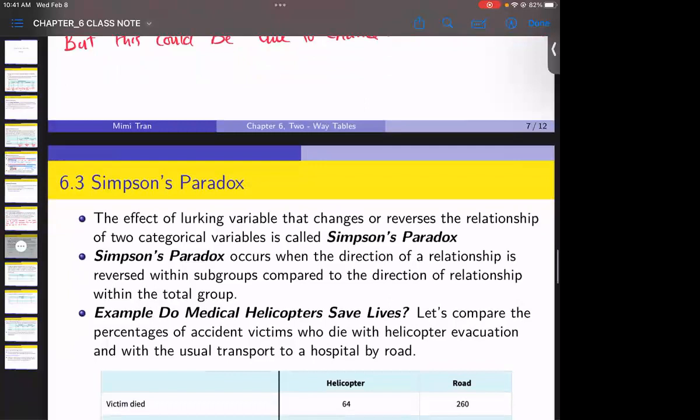Now, the reason I introduced those two types of distribution is because today we're going to talk about Simpson's paradox. By the way, it has nothing to do with the show.